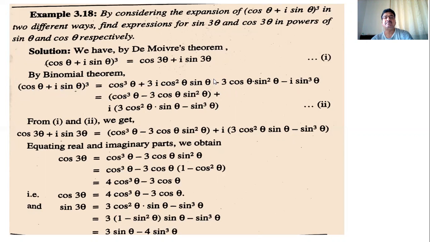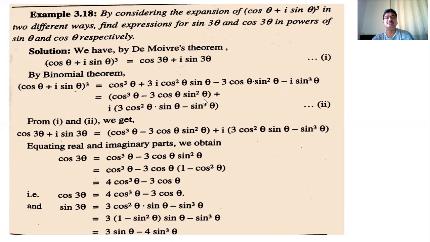So first write plus 3 cos theta i square sin square theta, and then write i square as minus 1. Therefore we have the term minus 3 cos theta sin square theta, and the last term is plus i cube sin cube theta. And what is i cube? i cube is i square into i, and i square is minus 1. So we have minus i sin cube theta.